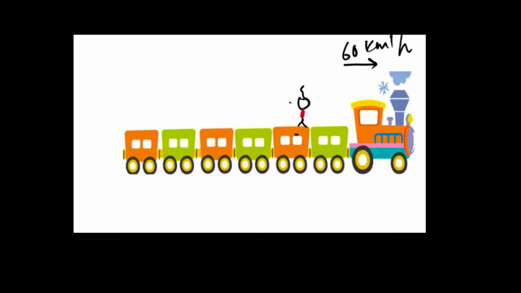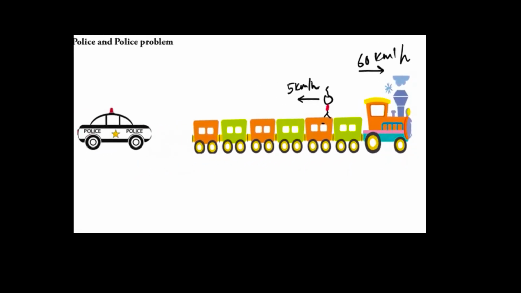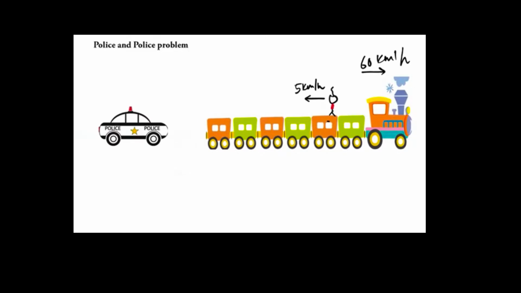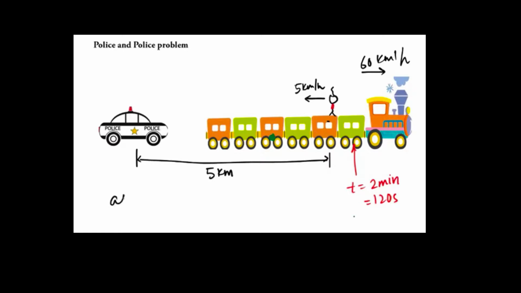Now this man is running towards the police car at, let's say, 5 km per hour. Why is he running? Because there's a bomb here which is going to explode, and this will explode the whole train. The initial distance between the police car and Iqbal is 5 kilometers, and the time on the bomb says 2 minutes or 120 seconds. At t equals 0 this police car was at rest, so its initial velocity is 0.